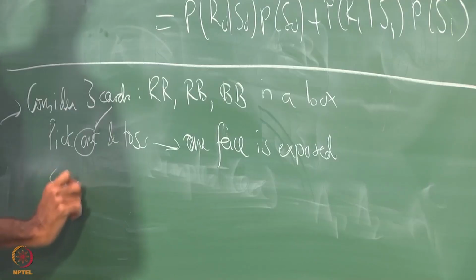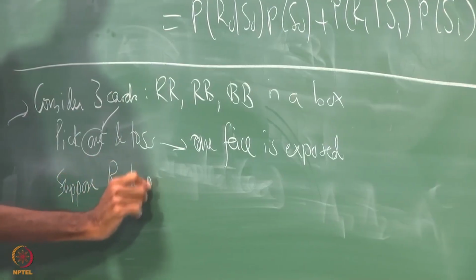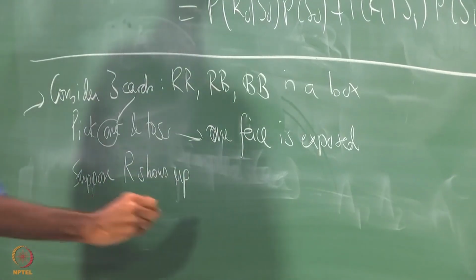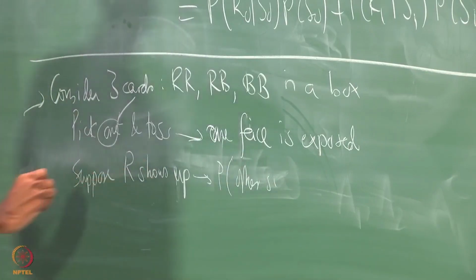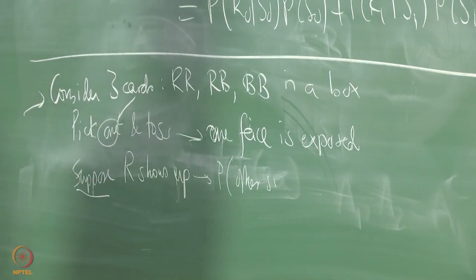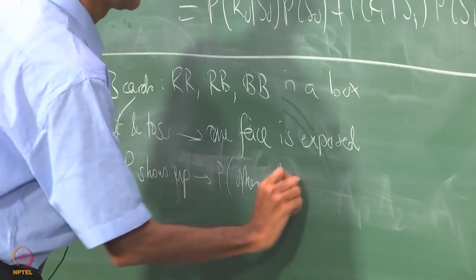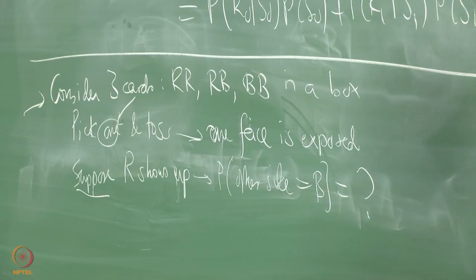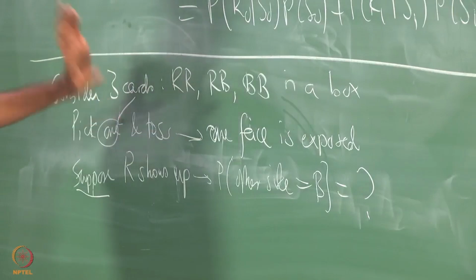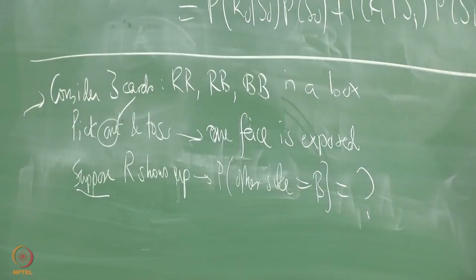Suppose R shows up. We want the probability of the other side. When someone says suppose, that is the conditioning event. So this is what we want to analyze, more formally rather than just informally trying some arguments. Before we even assign probabilities, we have to write the sample space of the experiment carefully, that is the fundamental starting point.